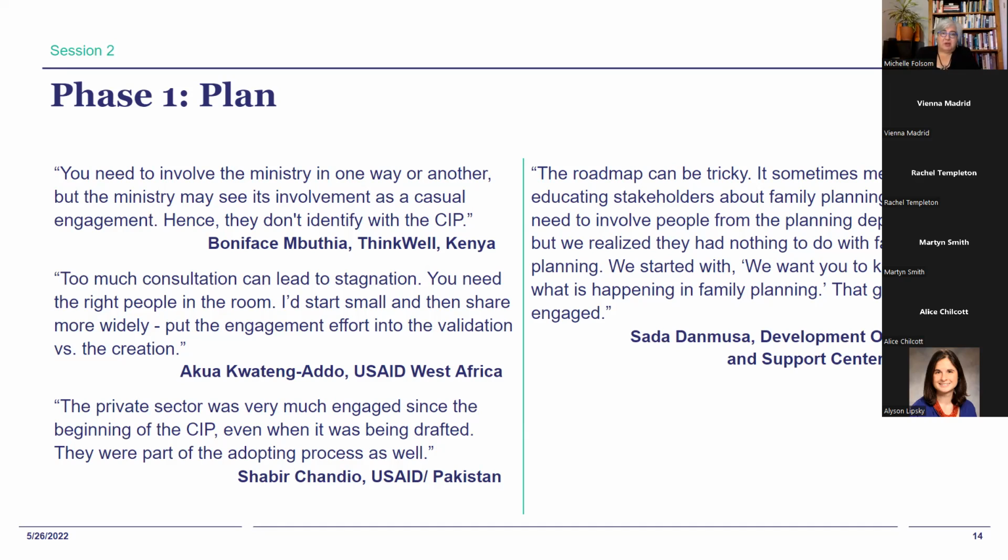And here's yet another opinion coming out of Nigeria about how to start engaging and getting that ownership. And the roadmap can be tricky. It sometimes means educating stakeholders about family planning. You need to involve people from the planning department, but we quickly realized they had nothing to do with family planning. And we had to then start with, we want you to know what is happening in family planning, and then they got engaged. So again, I think there's a lot of strategies that we can learn from one another in the different countries. Let's go to the next slide, please, and we'll look at the development phase, which has a number of steps.